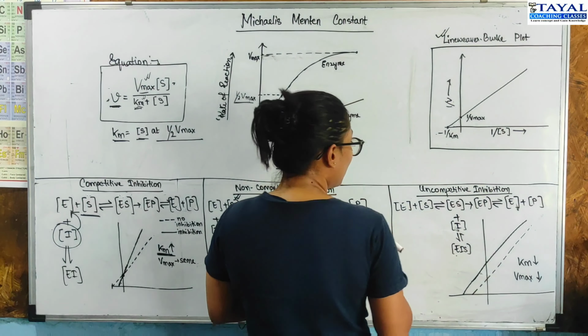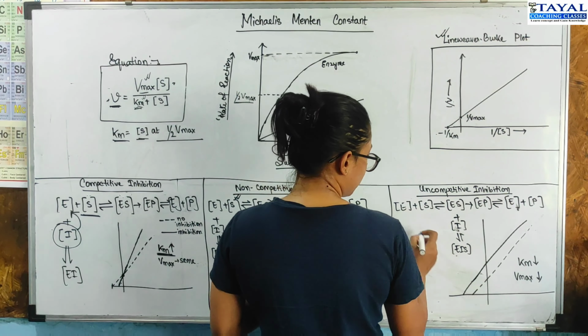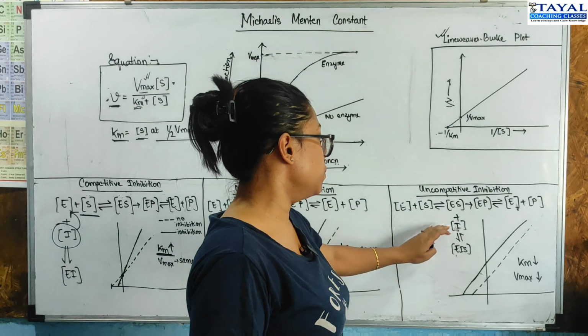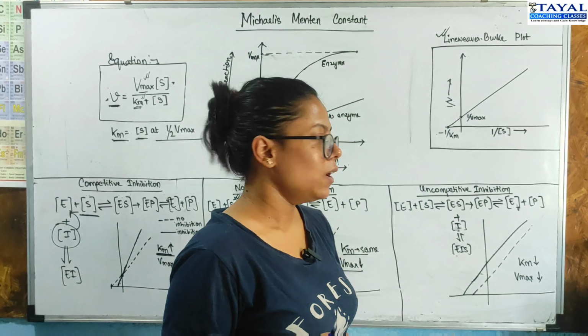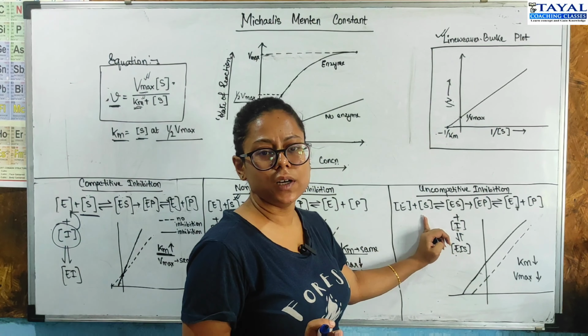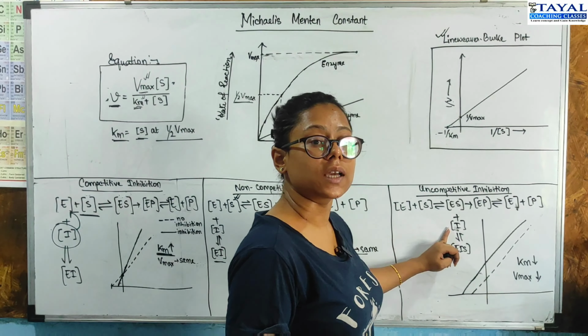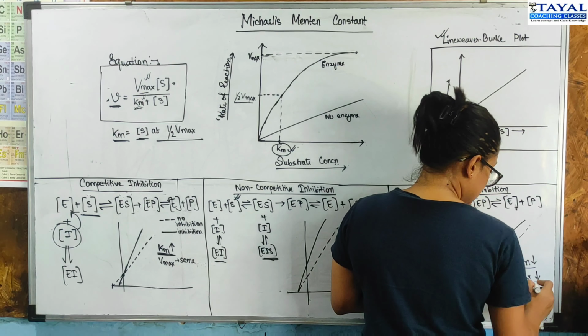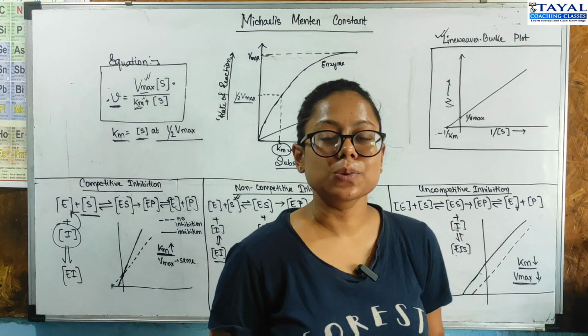Okay. In uncompetitive inhibition, what happens is that unless and until the enzyme has bound to the substrate, the inhibitor can't bind. So you have to have the enzyme's active site filled with the substrate for the inhibitor to work. And therefore, in this case, both the Km as well as the Vmax are reduced.